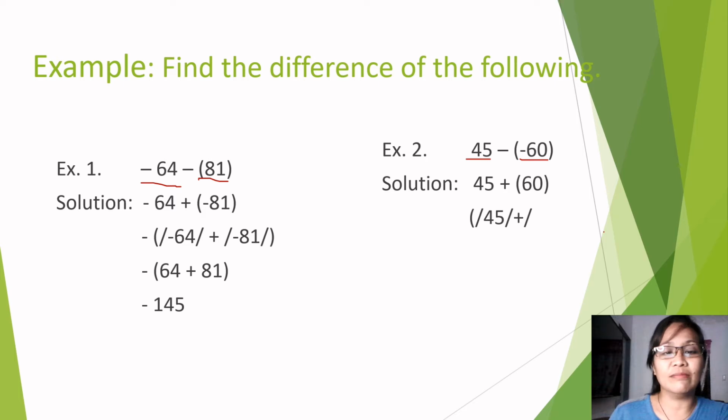So, since both of them are positive, so our sign is positive. No need to write positive sign sa unahan. Okay? Automatic na po yun. Then, absolute value of 45 plus absolute value of 60. So, absolute value of 45 is 45 plus the absolute value of 60 is 60. Then next, 45 plus 60 is equal to 105. So, our final answer is positive 105. Kung walang nakasulat na sign, that means positive.